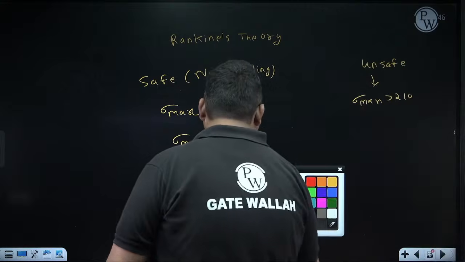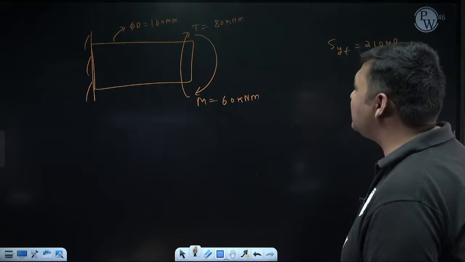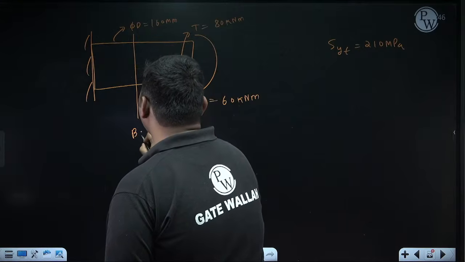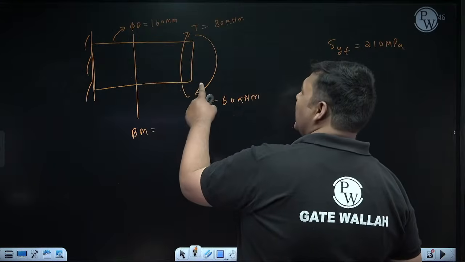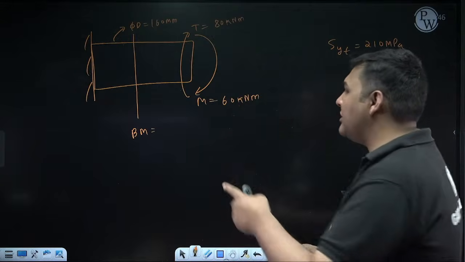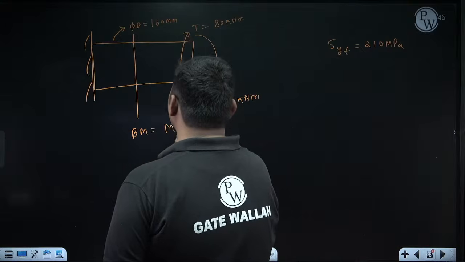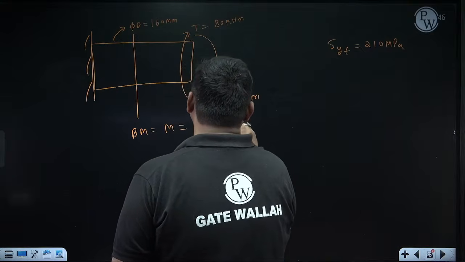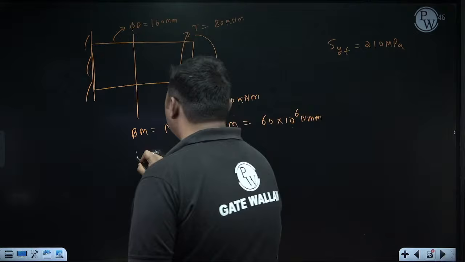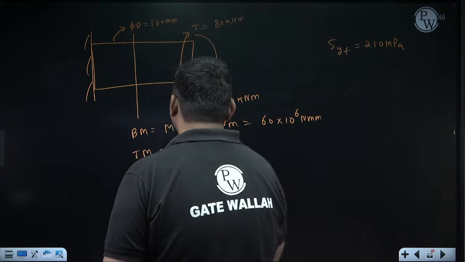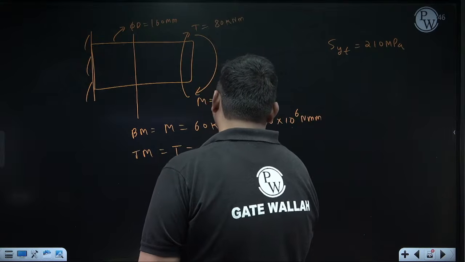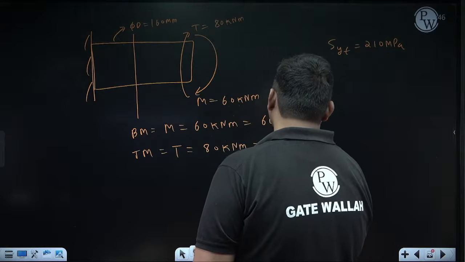Now here we know the direct formula to calculate sigma max in combined bending and torsion. Suppose the bending moment at the critical cross section is M. You can take any cross section as critical, because bending moment and torsion moment are the same throughout. So the bending moment is M, which is 60 kilonewton meter. In Newton mm, it is 60 into 10⁶ Newton mm. Similarly, torsion moment is the same throughout, T, which is 80 kilonewton meter. In Newton mm, it is 80 into 10⁶ Newton mm.